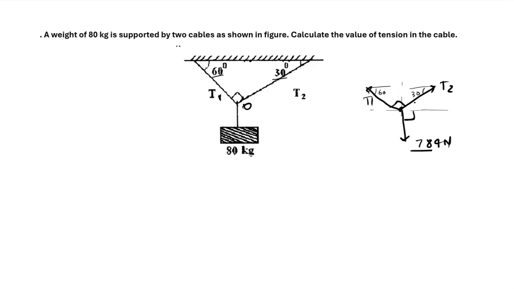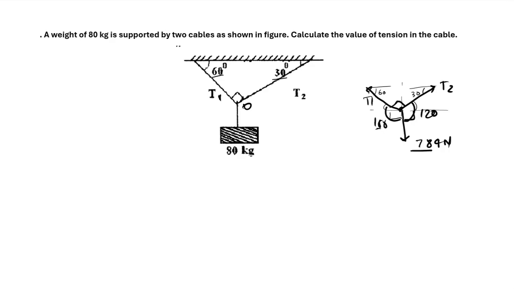So this is 90, this should be 30. So this total becomes 120. This is 90, and this one is 60. So this total becomes 150. So this is 150, this is 120. So that is how you can calculate the angle between certain forces. And we'll apply Lami's theorem now.